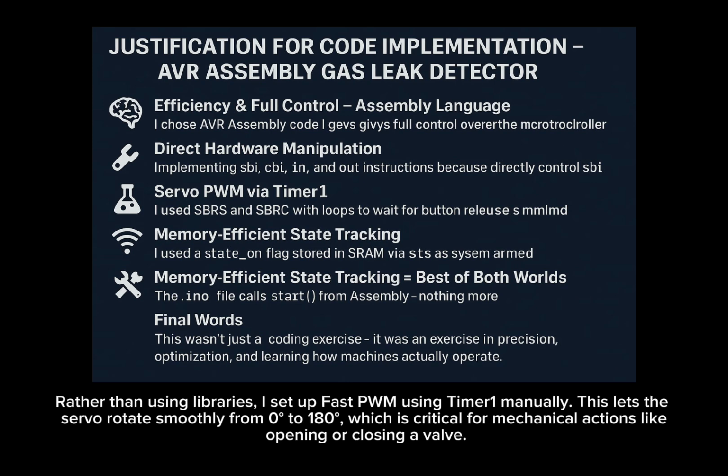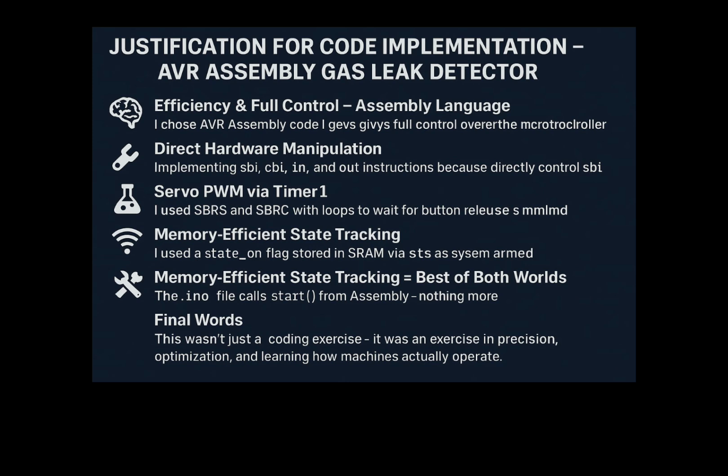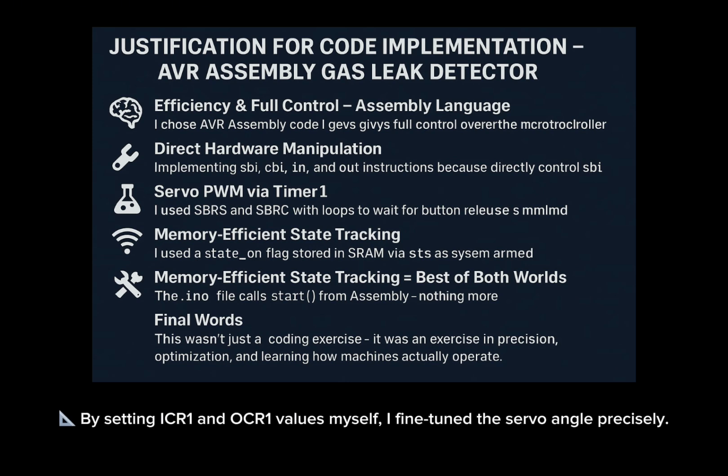Rather than using libraries, I set up Fast PWM using Timer 1 manually. This lets the servo rotate smoothly from 0 to 180, which is critical for mechanical actions like opening or closing a valve. By setting ICR1 and OCR1 values myself, I fine-tuned the servo angle precisely.